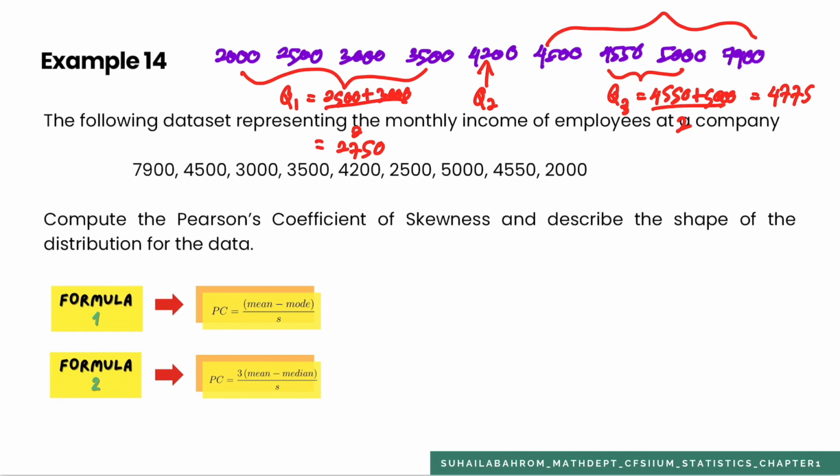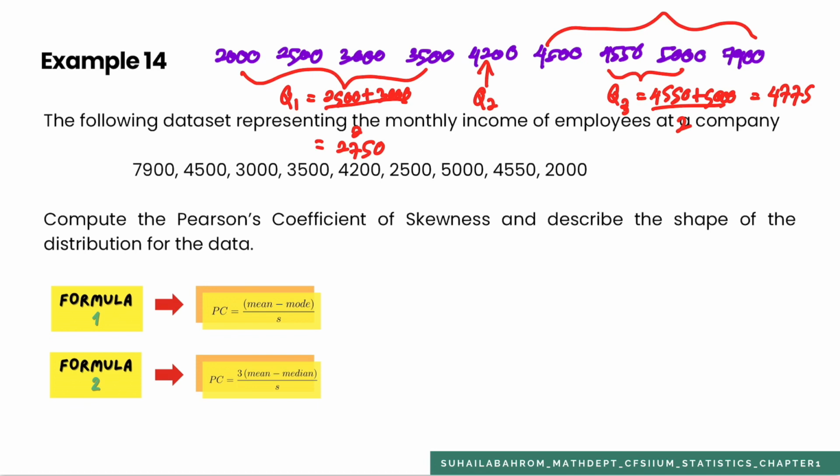Okay, now we try to find out the Pearson coefficient. In the formula of the Pearson coefficient, you don't need the values of the first and also the third quartile, but we need those values for you to sketch the box and whiskers in the next example. Okay, the question asks you to find the Pearson coefficient of skewness and describe the shape of the distribution for the data. We have two formulas here.